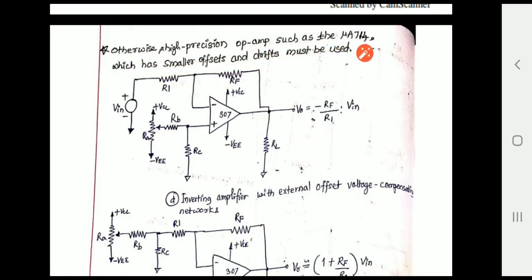Now, in the other three circuits, it is shown that a high precision op-amp, such as the mu A741, which has a smaller offset and drift, must be used. That means to reduce the offset voltage, which needs to be 0, such circuits can be utilized. Here, for the inverting amplifier, the only change is that RA and RB are connected at the non-inverting terminal, with Vin at the inverting terminal. This RA-RB combination with plus VCC and minus VEE is used to reduce the op-amp offset voltage to 0 so that it can improve the stability of the op-amp.